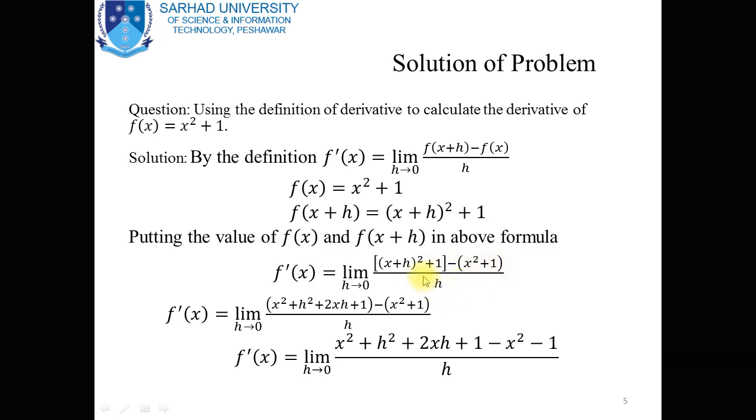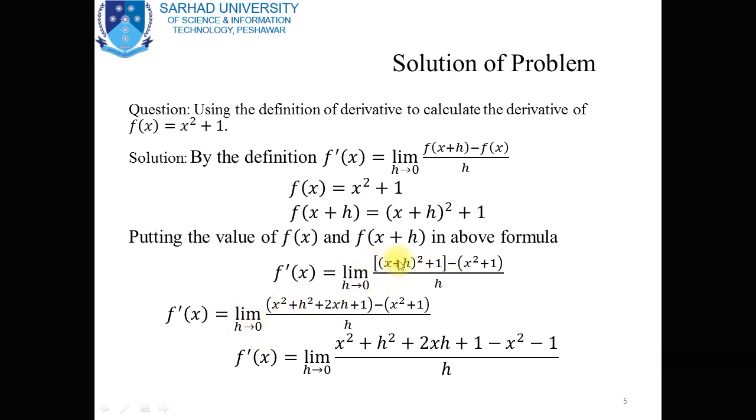Now dear student, if we put limit h tends to 0 in this expression, we obtain 0, x square plus 1 minus x square plus 1 will be cancelled, so 0 divided by 0. So this is actually the undefined form. Now we are going to define this expression. So to define this expression, first of all simplify this expression, then put the limit h tends to 0.